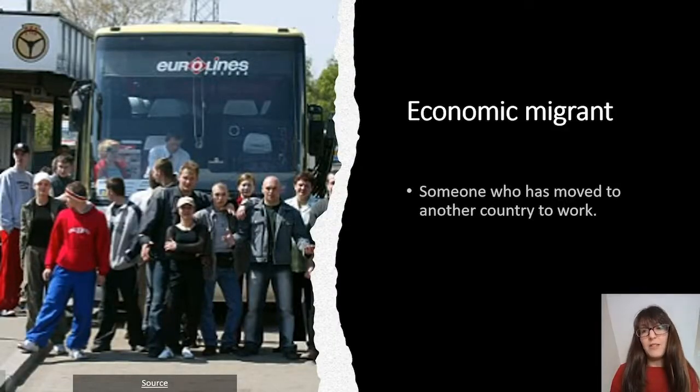So now I want to start clarifying the definition of these different groups. So first off, an economic migrant. This is someone who has moved to another country to work. Sometimes these terms can be used interchangeably with terms around illegal immigration or bogus asylum seekers and economic asylum seekers, terms which don't actually necessarily mean what they sound like they mean. So simply put, an economic migrant is someone who has moved to another country to work legally.